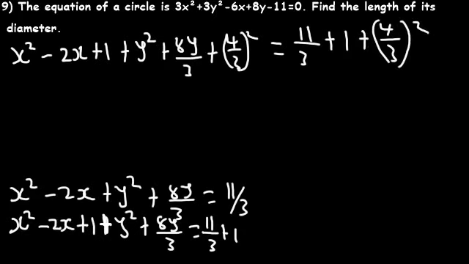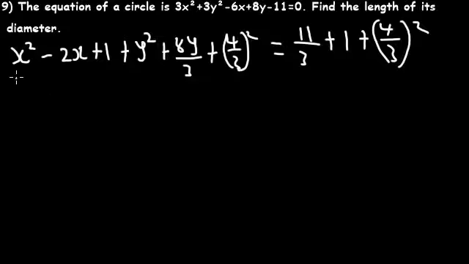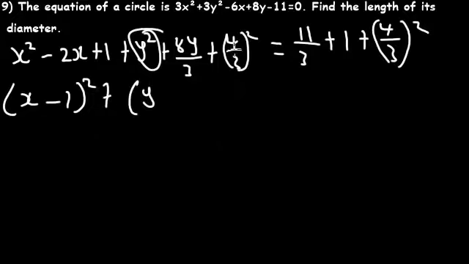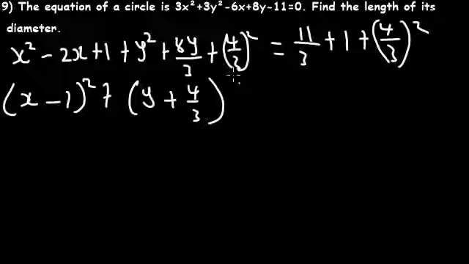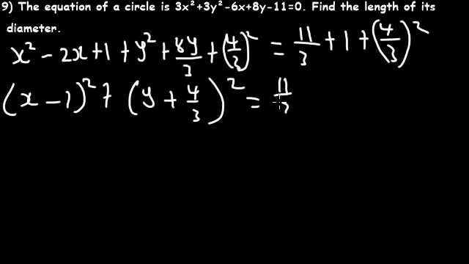Good. Now we can compress the perfect square trinomials. The root of x squared is x, the root of 1 is still 1, the sign is minus, then we square the parentheses, plus the root of y squared is y, the root of 4 over 3 squared is 4 over 3, and the sign is plus. And we still have all squared, perfect, equals 11 over 3 plus 1 over 1 plus, let's expand that, that's 16 over 9.